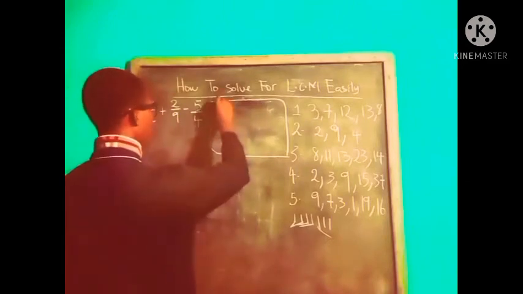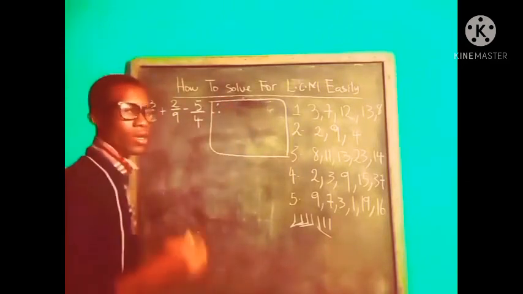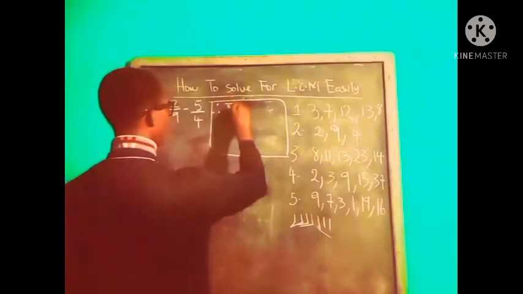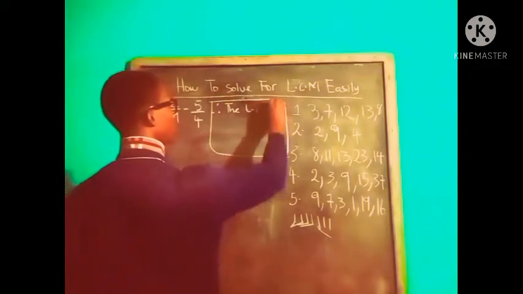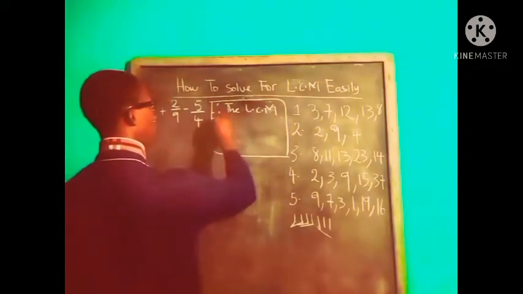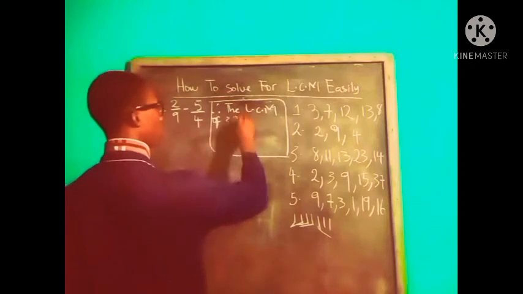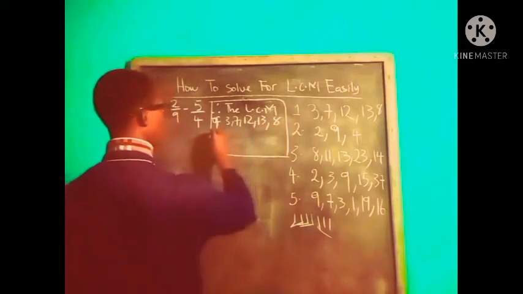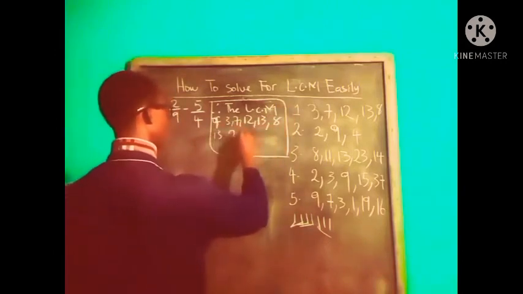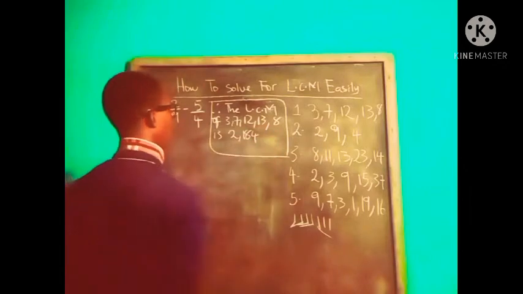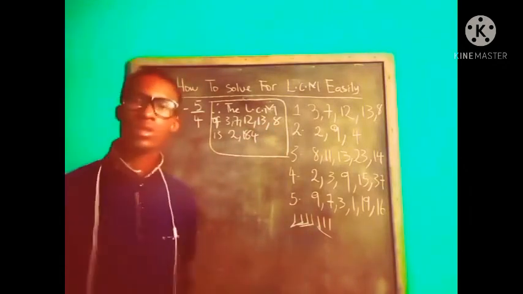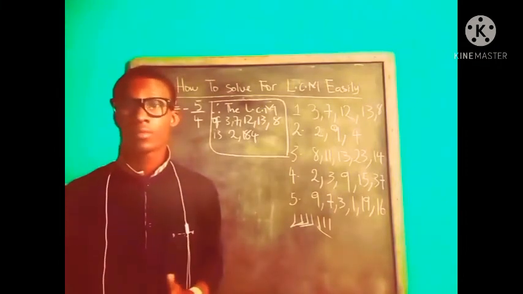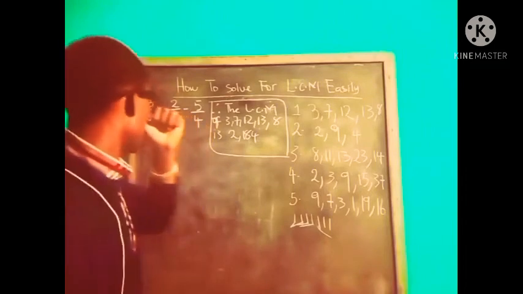So we have therefore, this sign, these 3 dots together here means therefore, so we have to put it on the board. Therefore, the LCM of 3, 7, 12, 13, 8 is 2184. As simple as that. If you do this and you submit it to your teacher, will give you a very big thumbs up. That's it. Now let's move over to the next one.